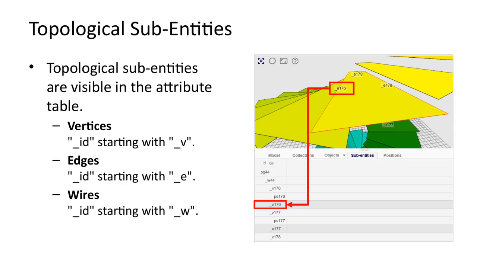If we click on one of the rows for edges in the attribute table, then all edges for the object will be selected. In both the 3D view and in the attribute table, we can see the edges highlighted. If the edges had attributes, then they would also be visible here. Next, let's have a look at how to get access to entities using queries.